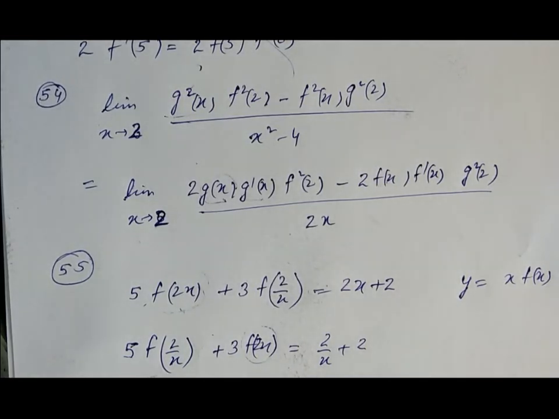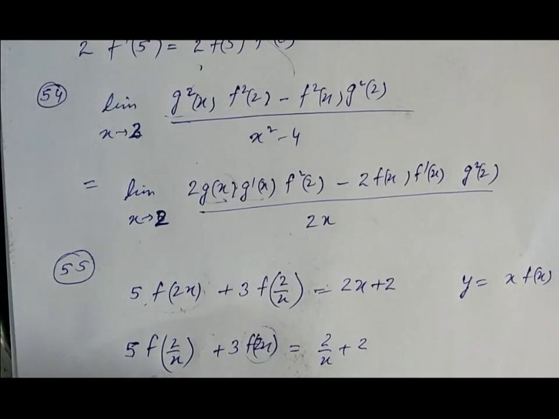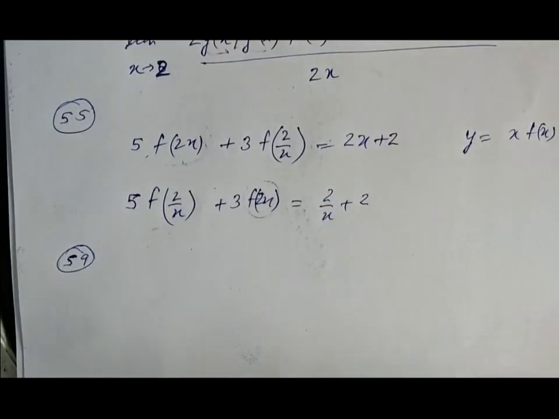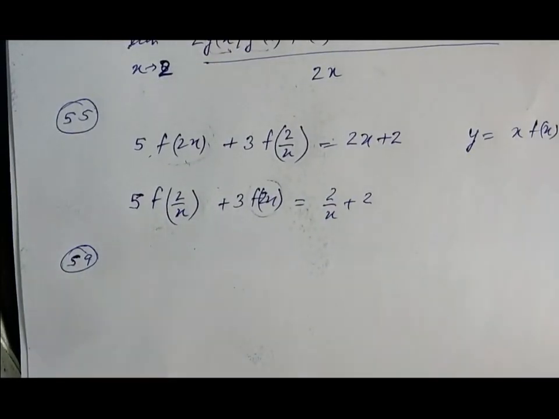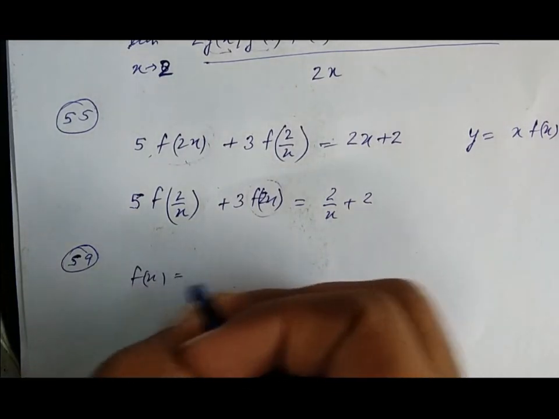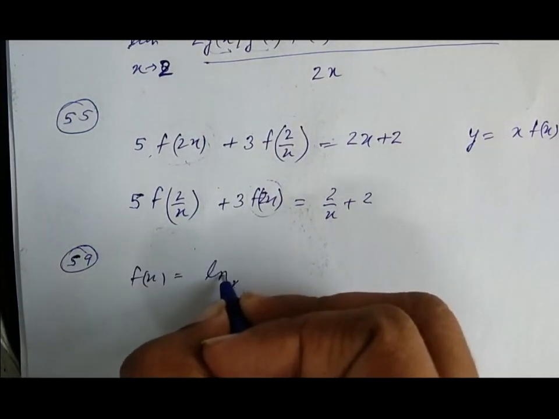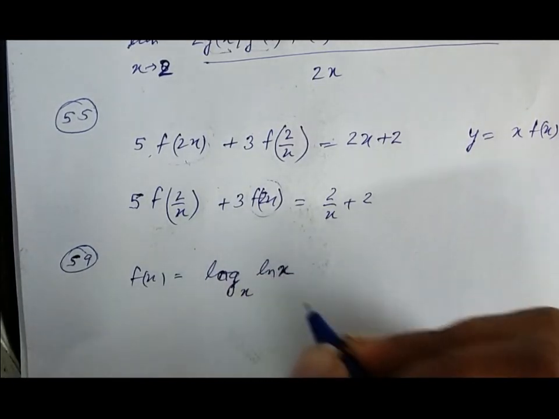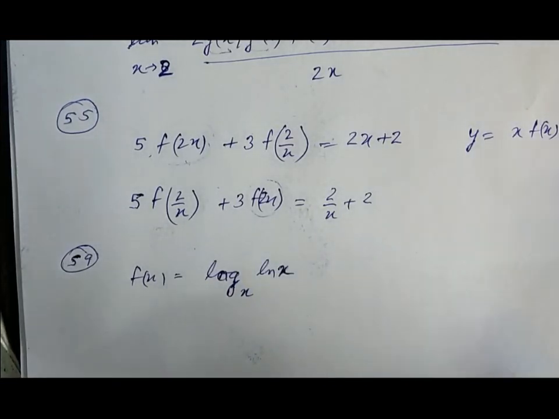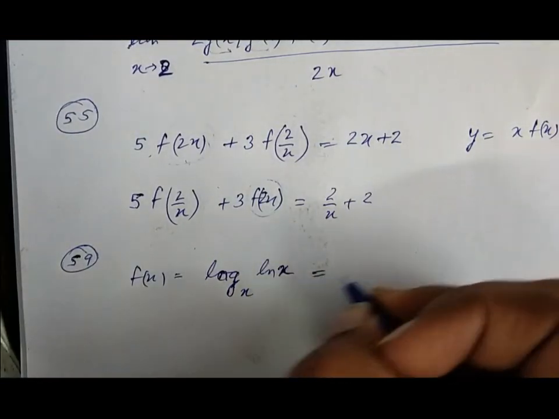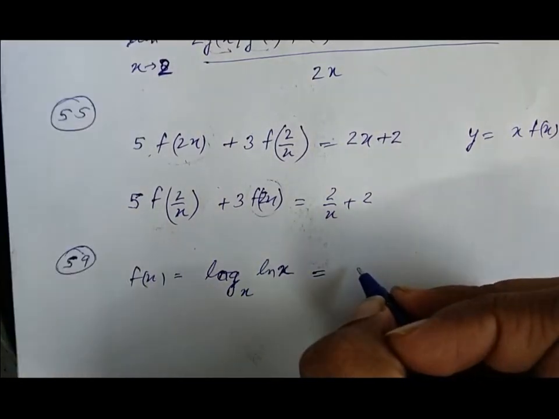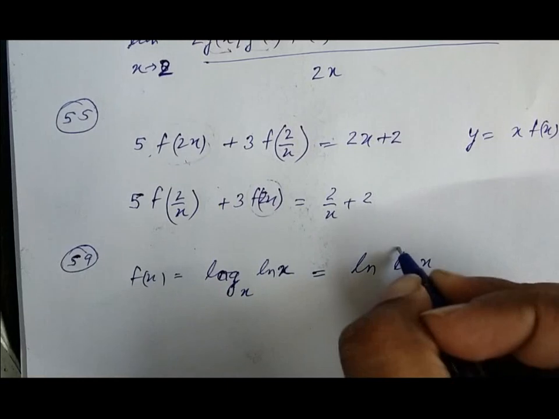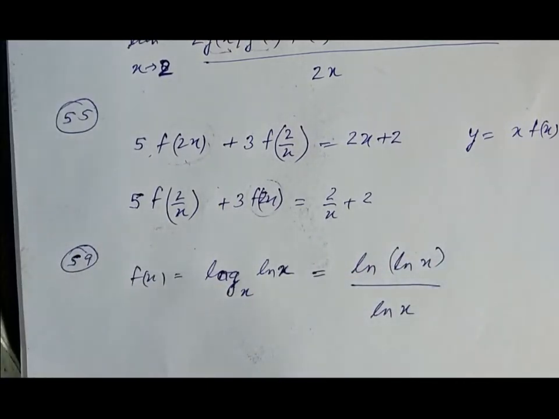Okay, moving to question number 59. So question number 59 says fx is equal to log to the base x of ln x, and then f dash x at x is equal to e is. Okay, so first express this in simplified form, ln of ln x upon ln x. Okay, now differentiate this.